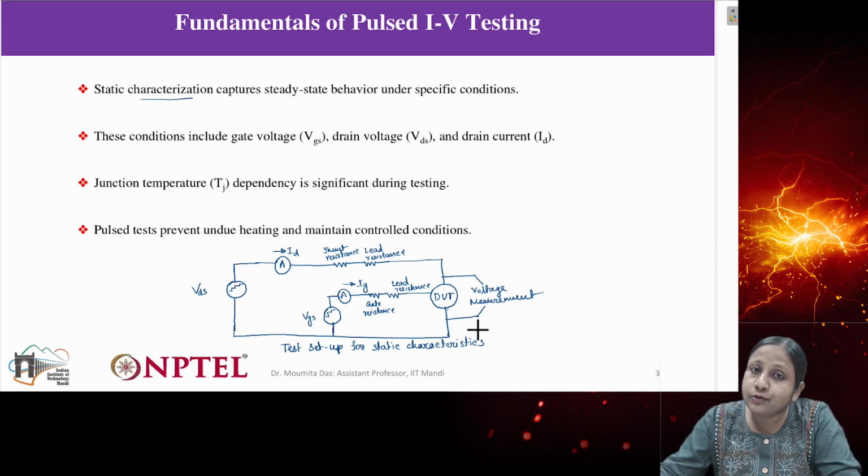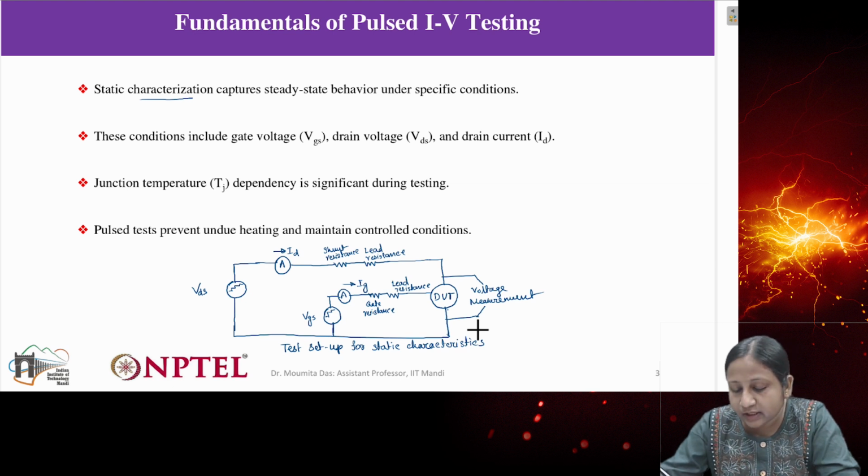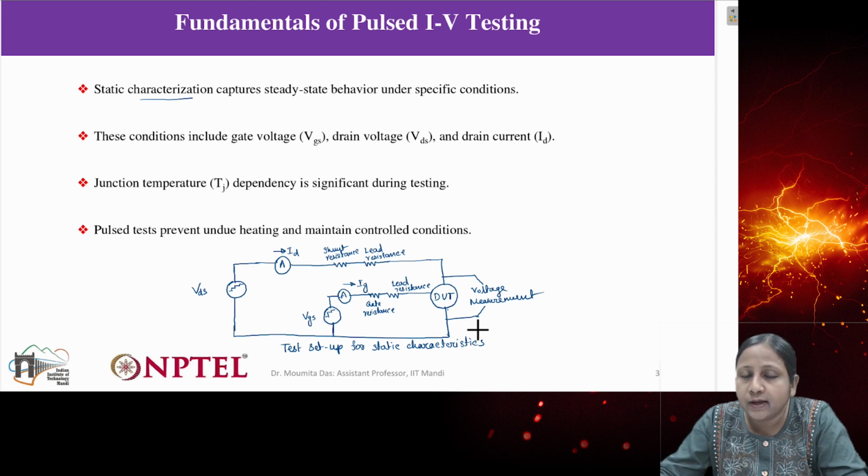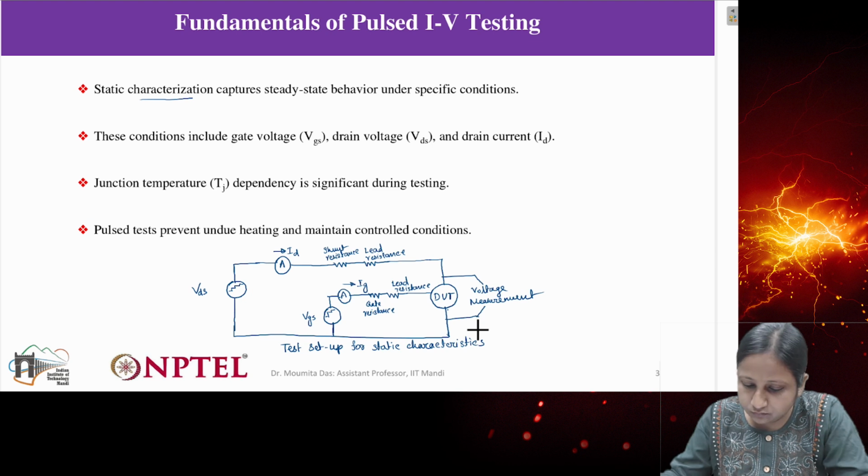And in case you don't have any curve tracer available to you, then you can make your own setup, which looks like this, and you can use this for characterization of the WBG devices or any devices you want to characterize. Okay, so now here you can see how this pulse signal should be provided.